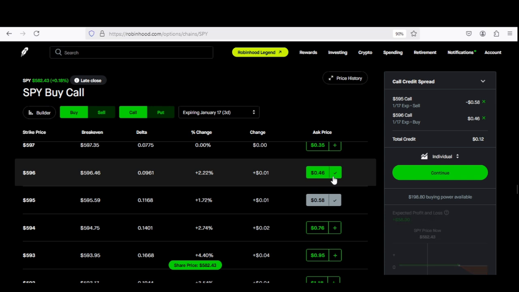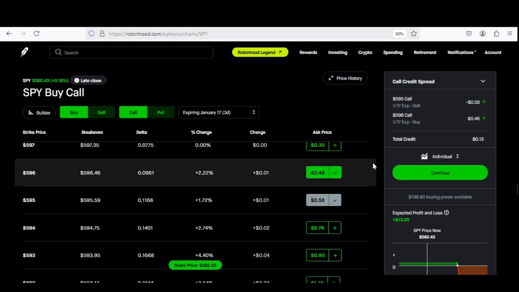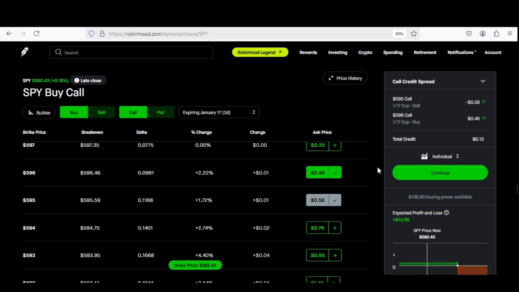Now, once you go ahead and you select this, we get an entirely different option strategy known as the call credit spread. But hold up. It does not end there. This is one of the most exciting option strategies there is, yet still, it's one of the most conservative option strategies.